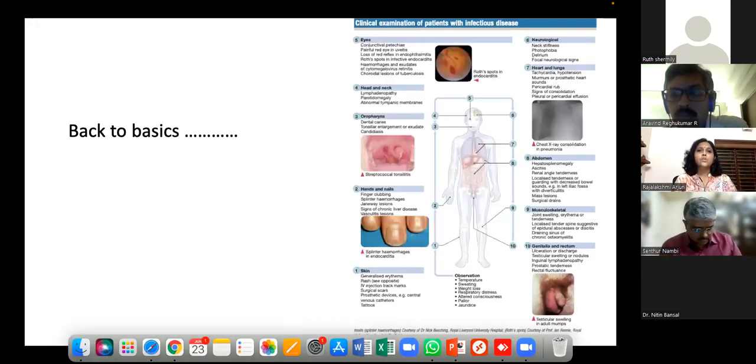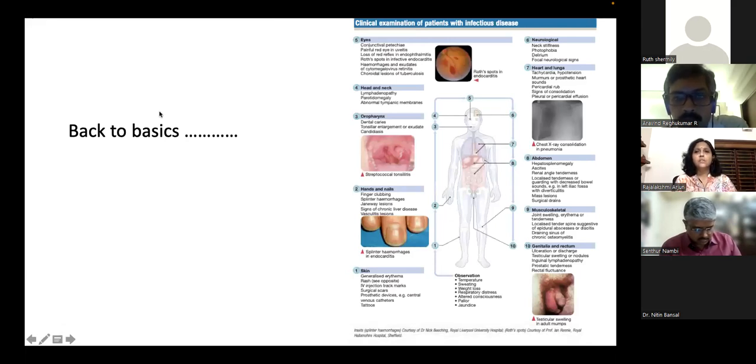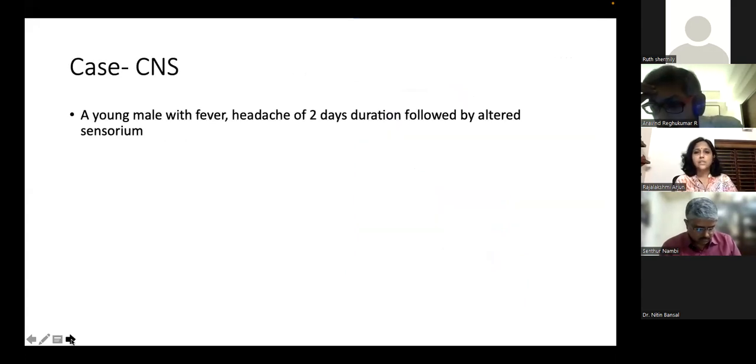How to go about this topic was the most difficult thing I found. When I went to Davidson, I found this chart, this picture, so I thought I will go head to foot. I may miss most of the organs, but I will try to cover the important things, and we can have a discussion.